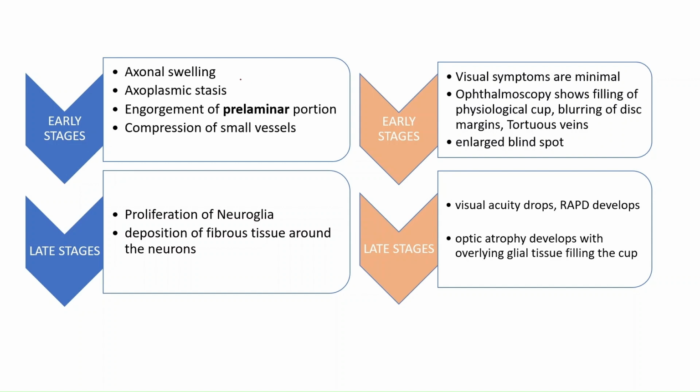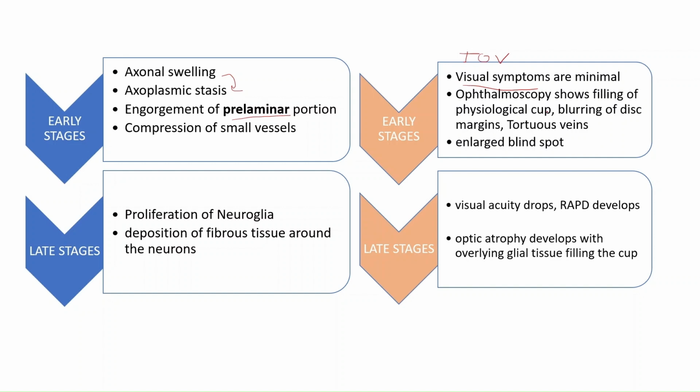So this is the mechanism. There is axoplasmic swelling leading to stasis and engorgement of the prelaminar portion of the optic nerve head, causing compression of the small vessels and leading to a hyperemic disc and venous tortuosity. Okay. So what are the symptoms that you get? There are usually no symptoms, or they are minimal. They can have transient obscuration of vision.